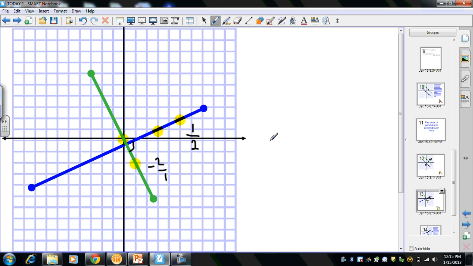Another thing you can look at is if I take these two slopes, I've got negative 2 over 1 times 1 over 2. When I multiply them together, negative 2 times 1 is negative 2. 1 times 2 is 2. And that simplifies to negative 1. So the product of two perpendicular lines, the product of their slopes is going to equal negative 1.